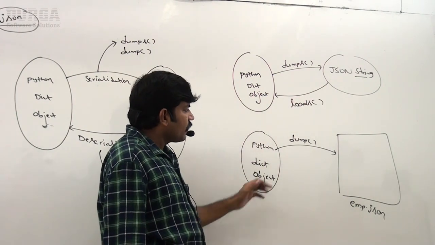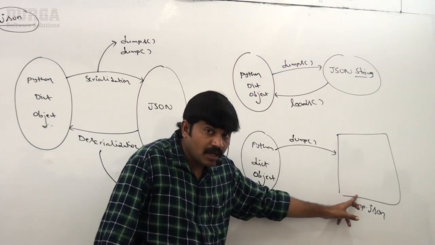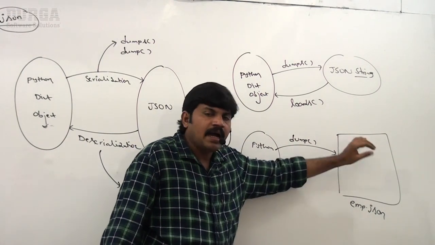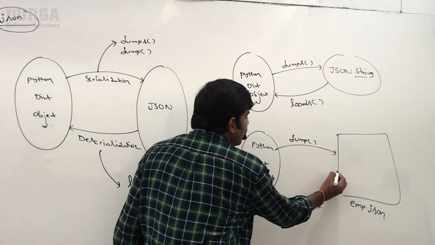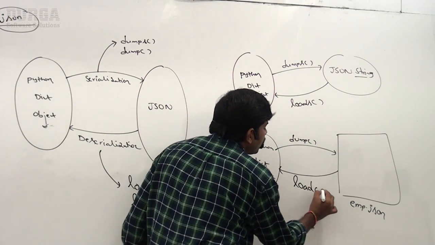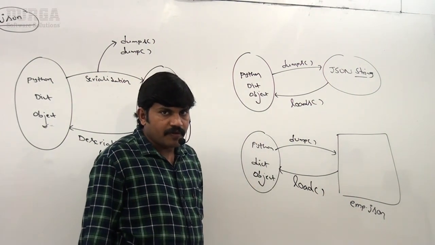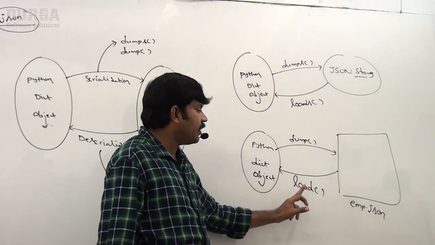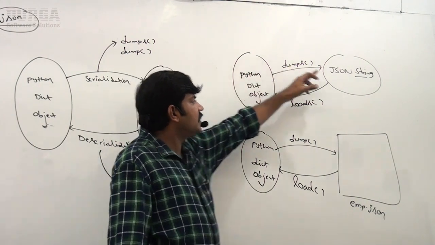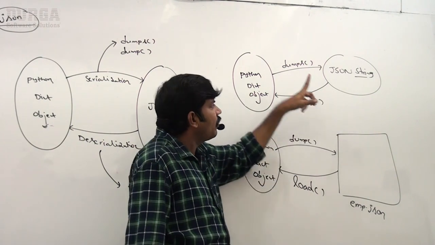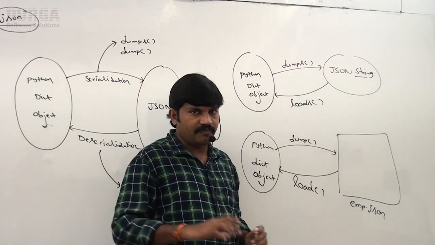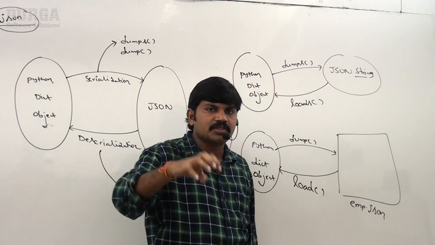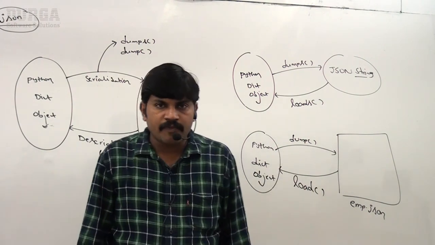Same way, a Python dict object is serialized to a file. Now the file contains JSON. I want to read JSON data from the file and convert it into a Python dict object. For that purpose, we require the load function. If you want to perform serialization and deserialization with respect to a file, then we have to go for the dump and load functions. If you want to serialize and deserialize with respect to a string, then we have to go for the dumps and loads functions. Are you in a position to understand? These four functions of the JSON module, these five words, you should be aware of. So, how you can perform serialization.